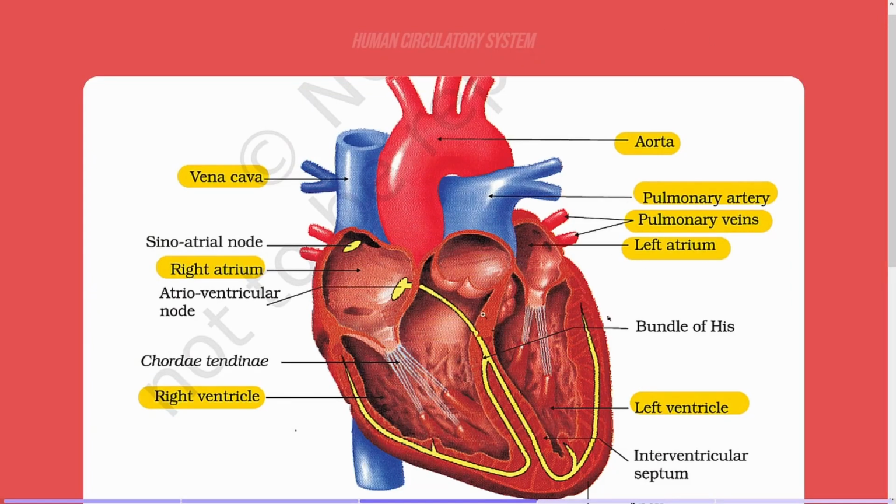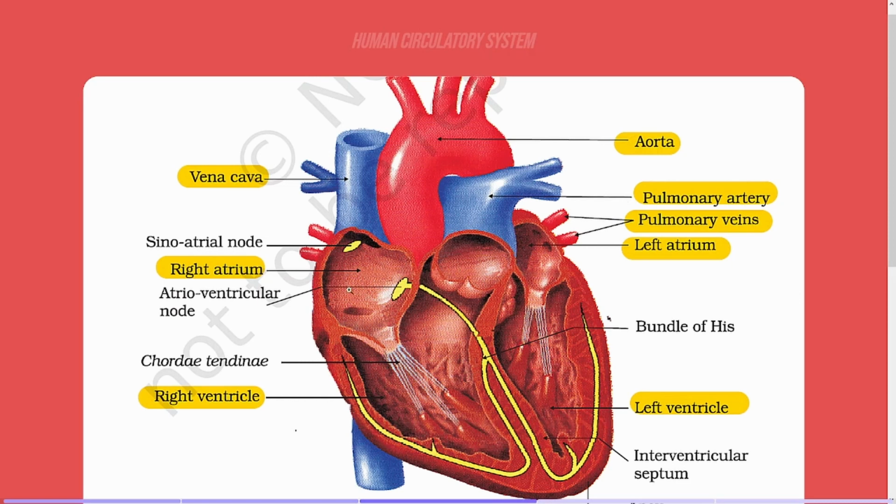This diagram is very basic. So you have to remember the position of the sinoatrial node and atrioventricular node. The SA node is present in the upper left corner of the right atrium, and the AV node is present in the lower right corner of the right atrium. And you have to remember all the valves that are present inside the heart.